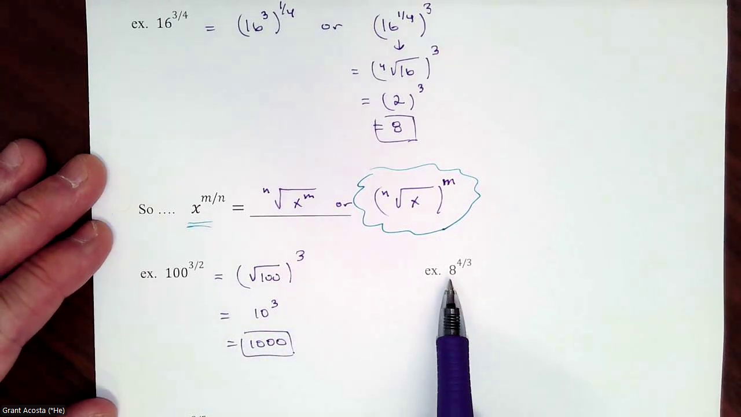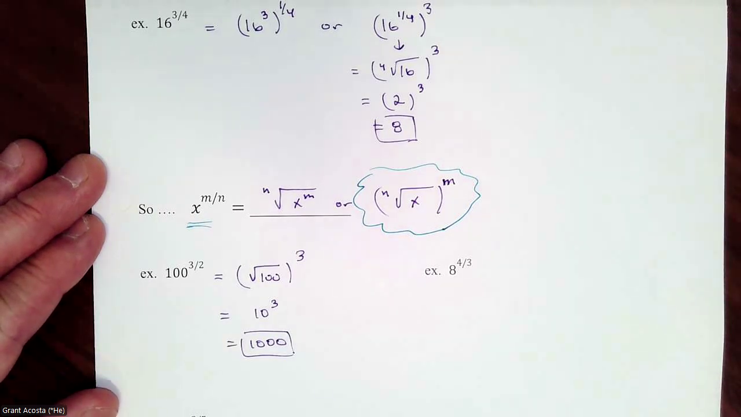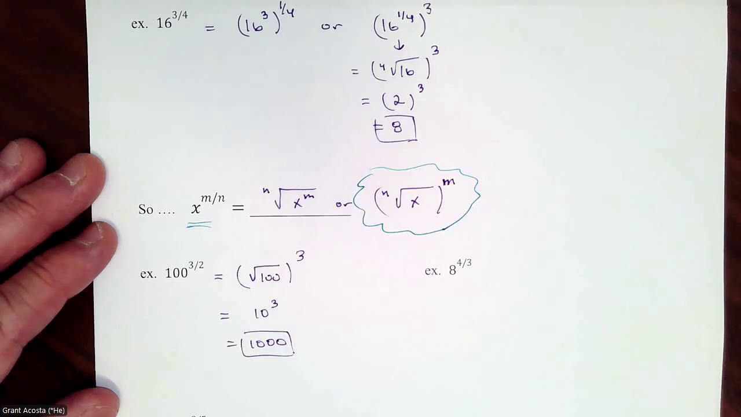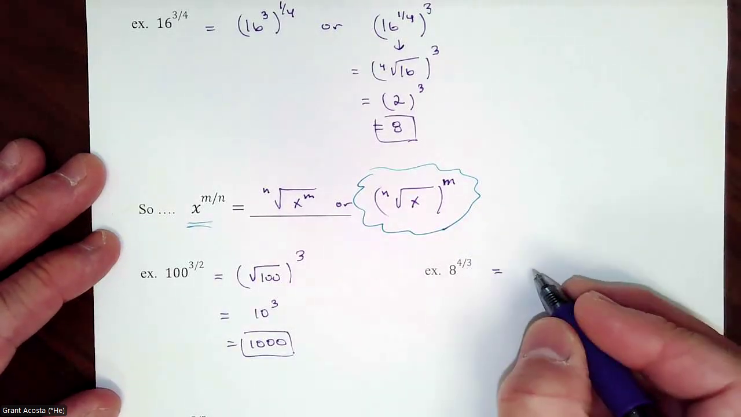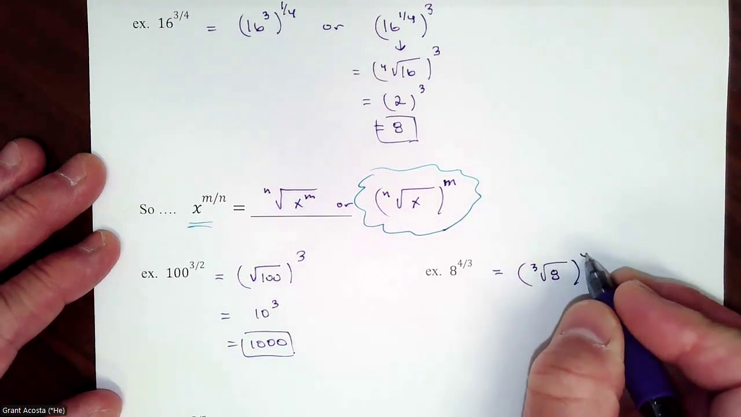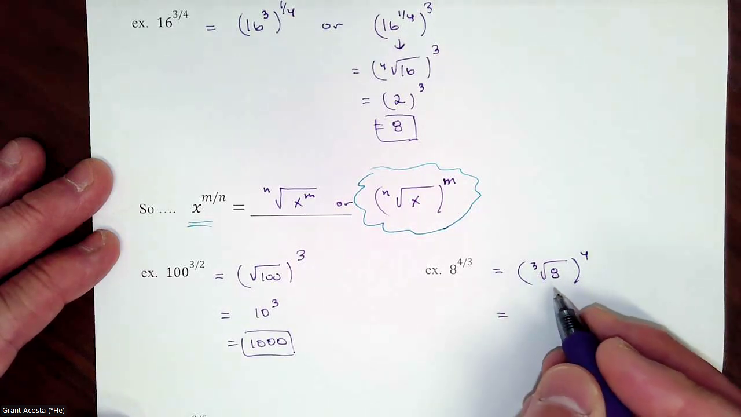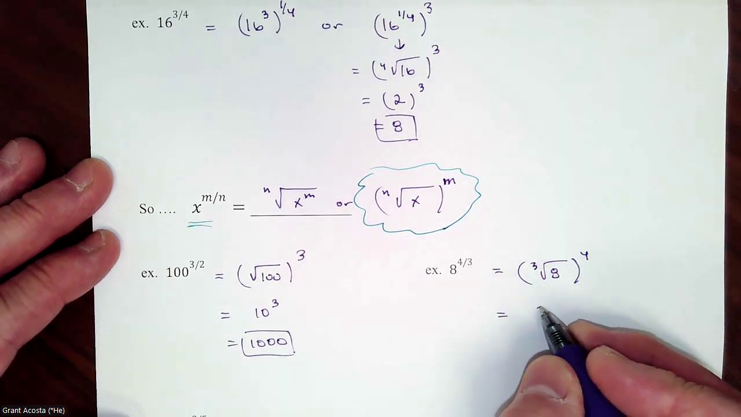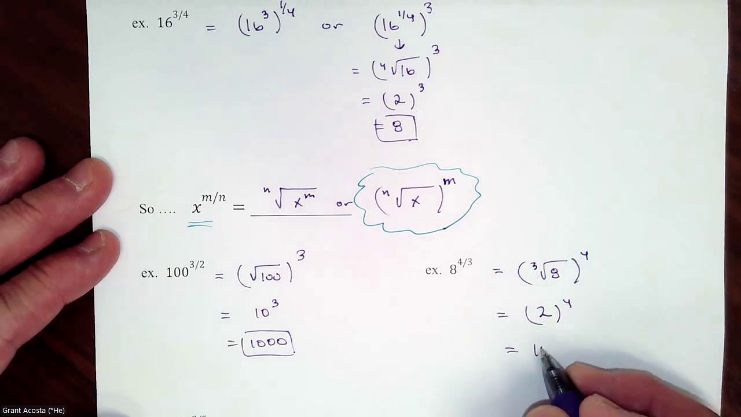Good time to pause the video. Try 8 to the 4/3. You can figure out what that is. The 3 tells me I want to take the cube root of 8. The 4 tells me I'm going to raise my answer to the 4th power. Cube root of 8, a number times itself 3 times that gives me 8, is 2. And 2 to the 4th is 16.